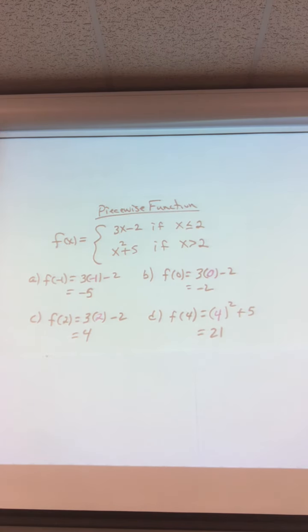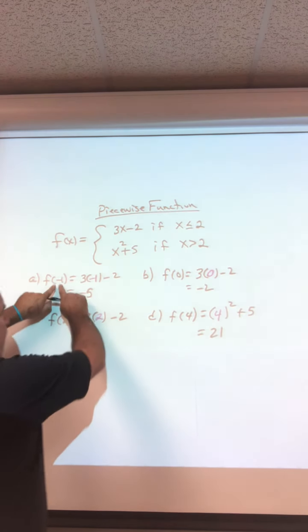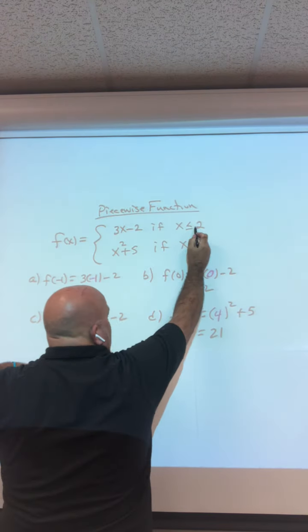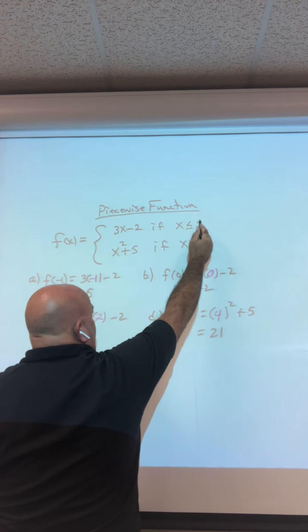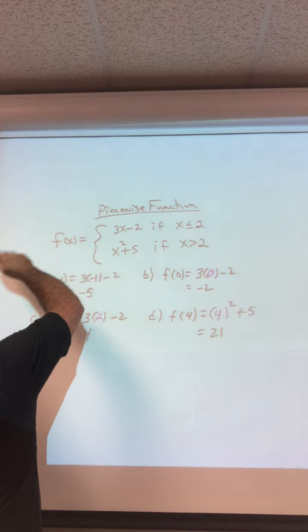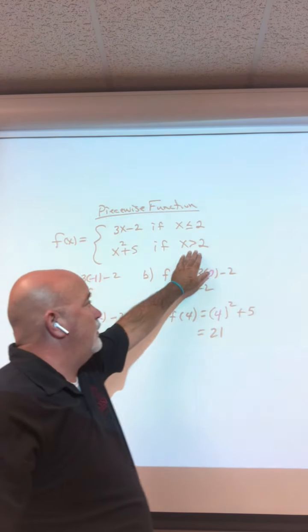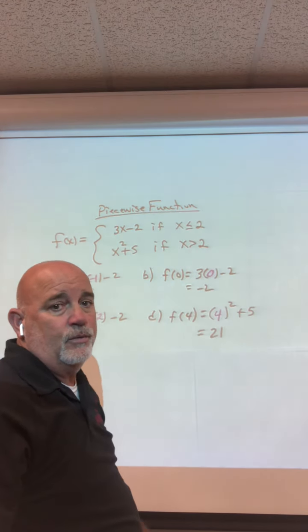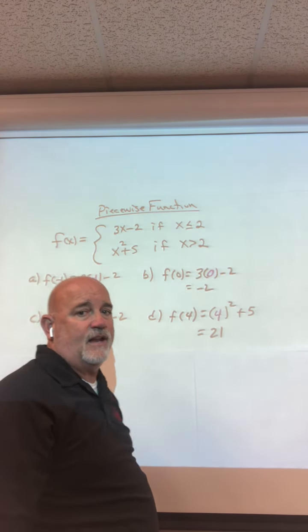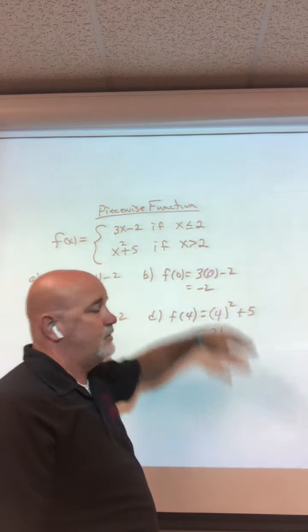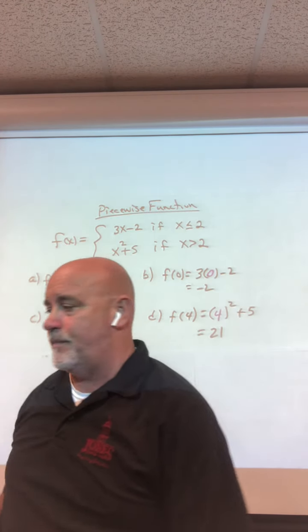So basically, if the number you're plugging in for x is 2 or smaller, so 2, 1, 0, -1, -2, -3, -4, etc., you're using the top piece. But if you're using numbers bigger than 2, 3, 4, 5, 6, 7, 8, 9, etc., you're using the bottom piece.